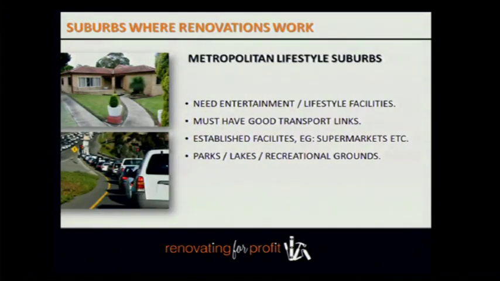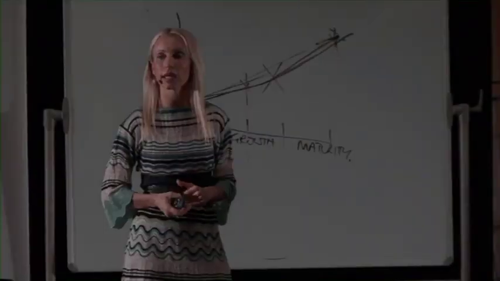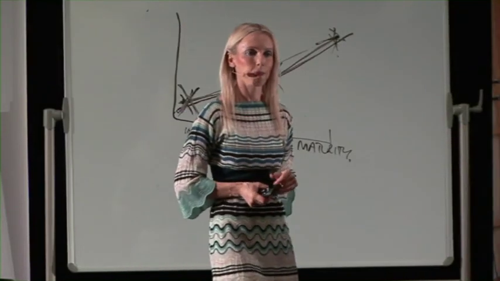Okay. So you've also got metropolitan lifestyle suburbs out in the 10 to 75k. So again, the same thing. Don't think that lifestyle suburbs exist just in the inner city locations. There's plenty of suburbs in the outer metro suburbs that have the lifestyle facilities as well. Can you think of any examples here in New South Wales?